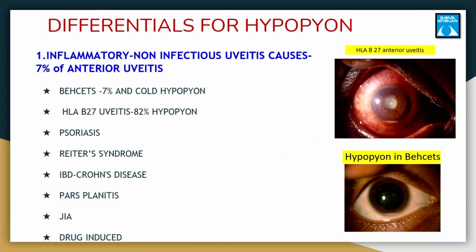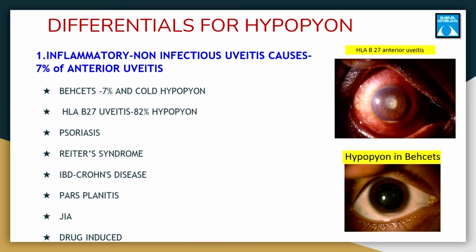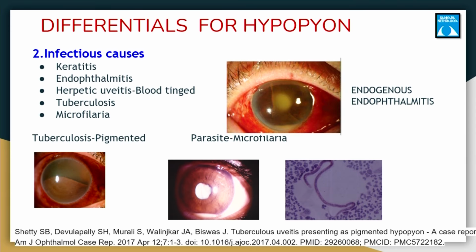In HLA-B27 uveitis, almost 82% of the cases present with hypopyon. And in Behçet's disease, they have a characteristic cold hypopyon, which is seen in 7% of cases, and there is no associated inflammation. You get fibrin also along with it, with the hypopyon. So that is very characteristic. Okay. The infectious causes include keratitis, endophthalmitis, herpetic uveitis, and in rare cases, where we have published a case of tuberculosis which presented with a pigmented hypopyon, and also parasitic infections.